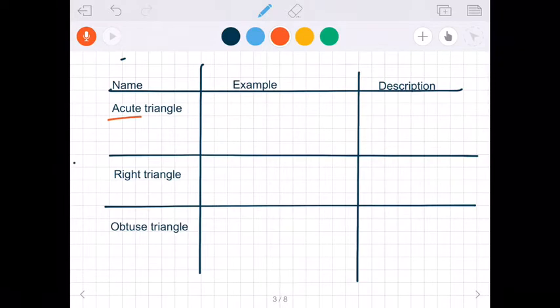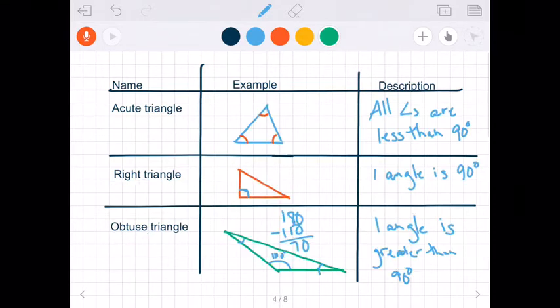Okay, so our first one is an acute triangle. I think you're all familiar with what acute angles are. Acute angles are angles that are less than 90 degrees. So what you want to draw is a triangle where all angles are less than 90 degrees. A right triangle has 1 right angle, and an obtuse triangle has 1 obtuse angle. Okay, please draw these out on your own.